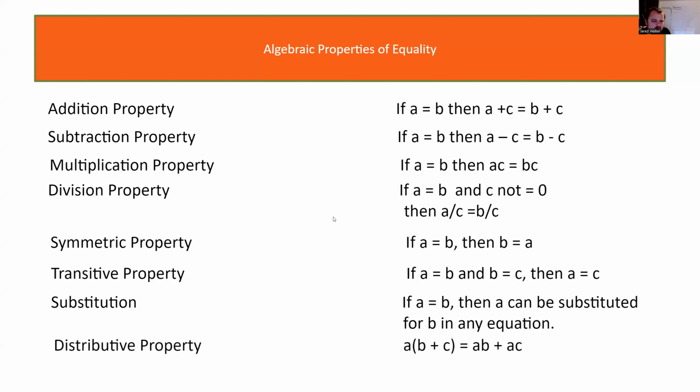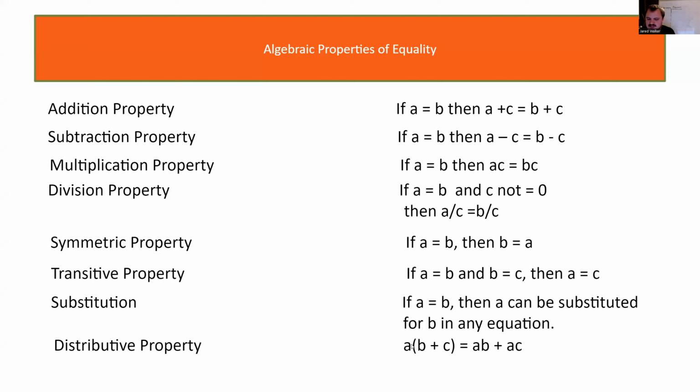Okay. Oh, of course, distributive property. If A is up against a parenthesis of B plus C, what you can do is distribute A into both of those and make it A times B plus A times C.